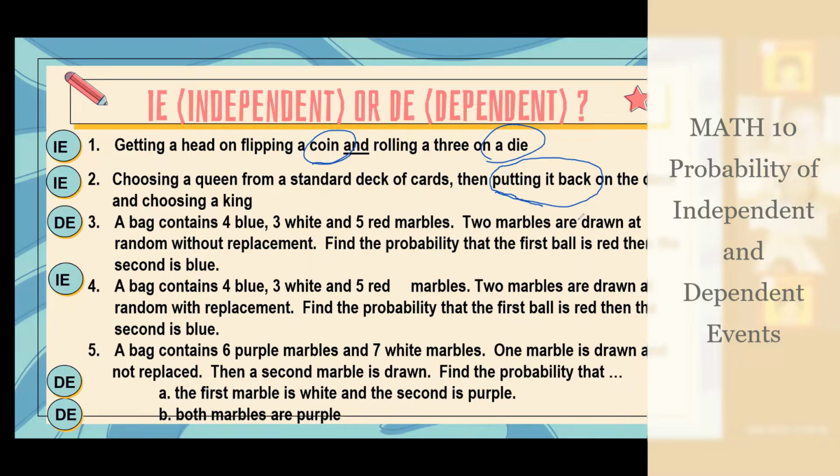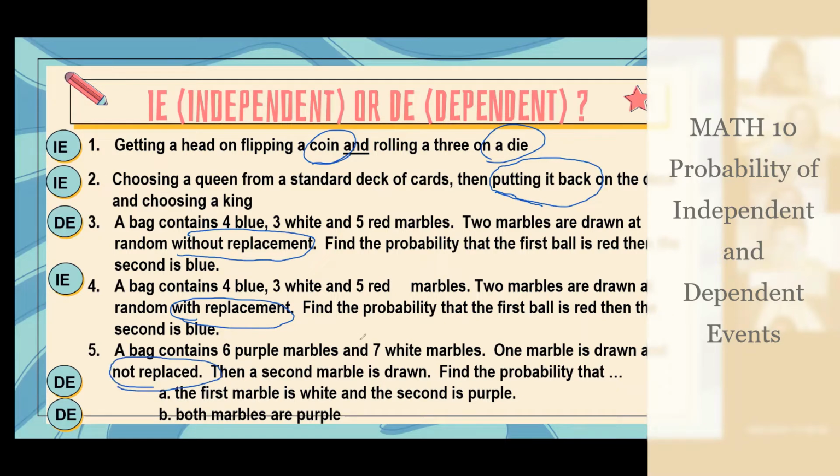Number 3, what is the important keyword, or what are the important words? Nathaniel? Without replacement. Okay, thank you. Number 4, Anika, what are the keywords here? It's the with replacement. Yes, thank you. Number 5, Sophia. Not replaced.